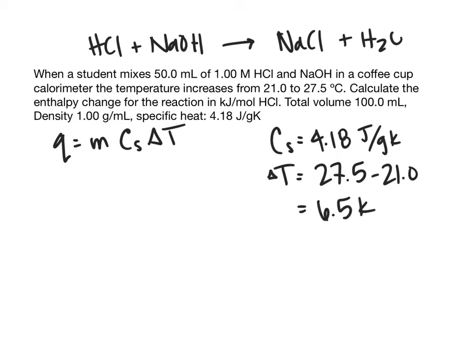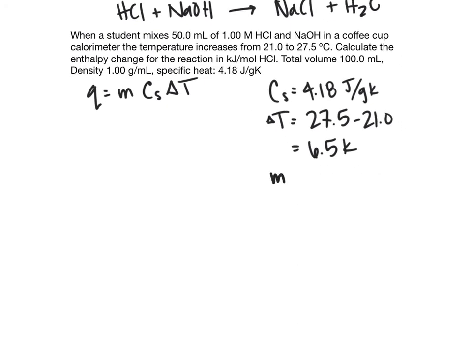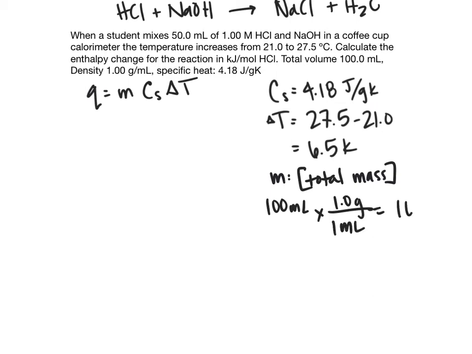So now we've got two of the three values. We also need to determine the mass. In this case, the mass is going to be the total mass, and this is going to become important when we think about other questions. Our total volume is 100 mL. Then we're going to use the density of 1.0 gram in 1 milliliter to determine that our total mass is 100.0 grams.